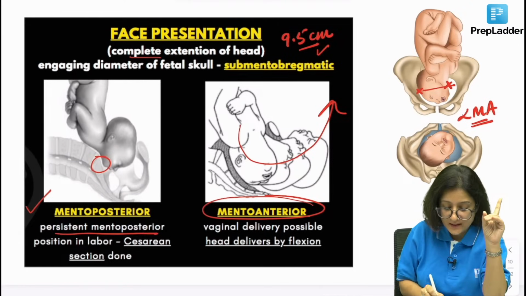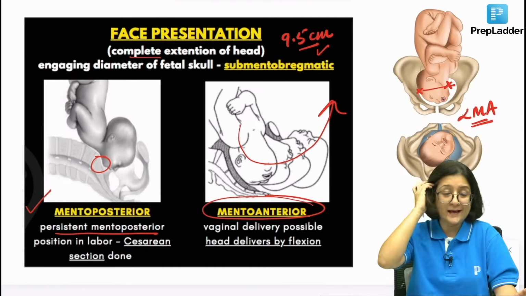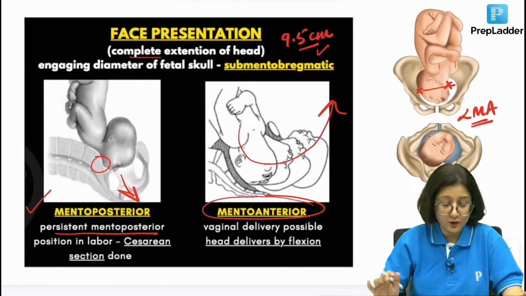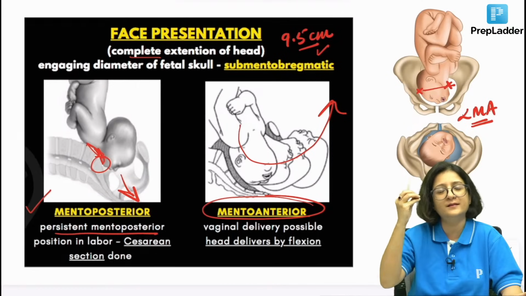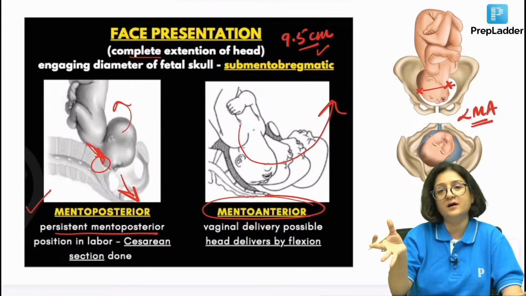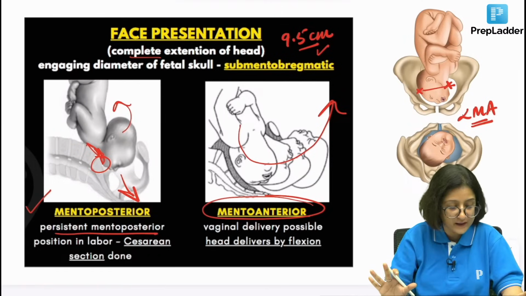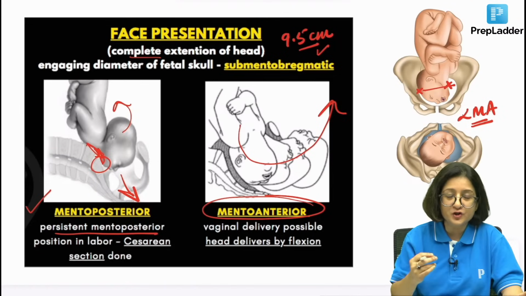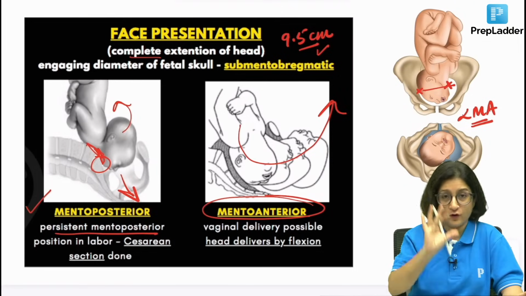So if it is a persistent mento-posterior position in labor, we give preference to cesarean section because there is no mechanism of labor that can push. You can see that the neck is so short. You can just imagine by looking at the image itself that further extension of the baby's neck is just not possible because the head is already completely extended. So with all of these clues, these are the important facts that at the end of the day you have to remember for your exams.